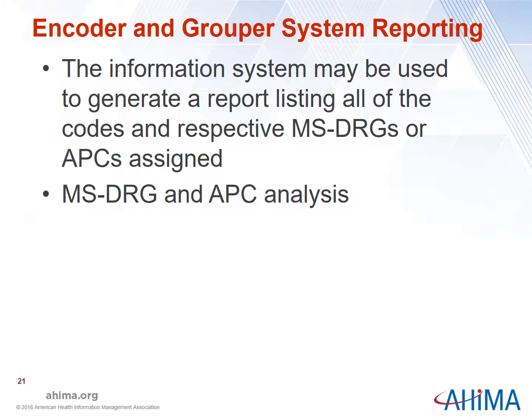The encoder or grouper does not contribute heavily to reporting. Rather, the encoder is more about assigning codes and MSDRGs using edits to assist the coder in proper assignment of codes and other information transferred to the hospital financial system. However, if needed, the information system may be used to generate a report listing all of the codes and respective MSDRGs or APCs assigned for further analysis.